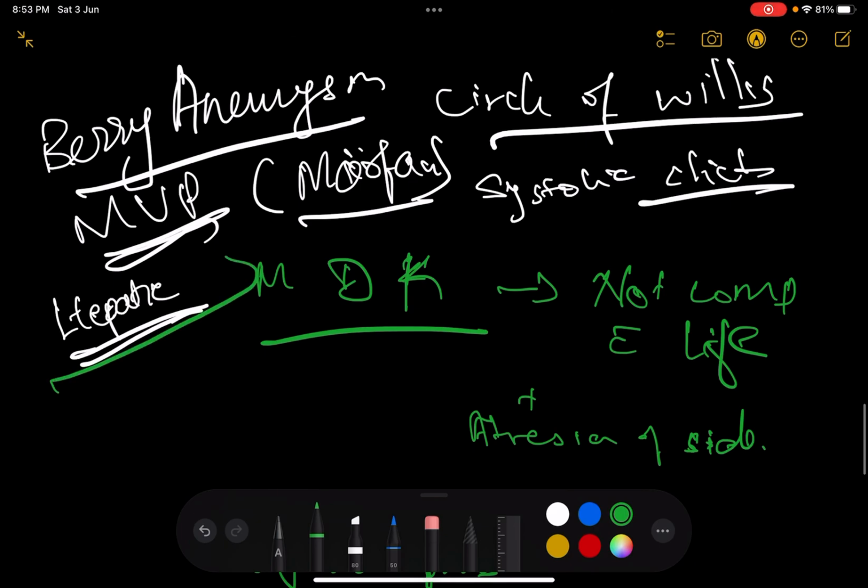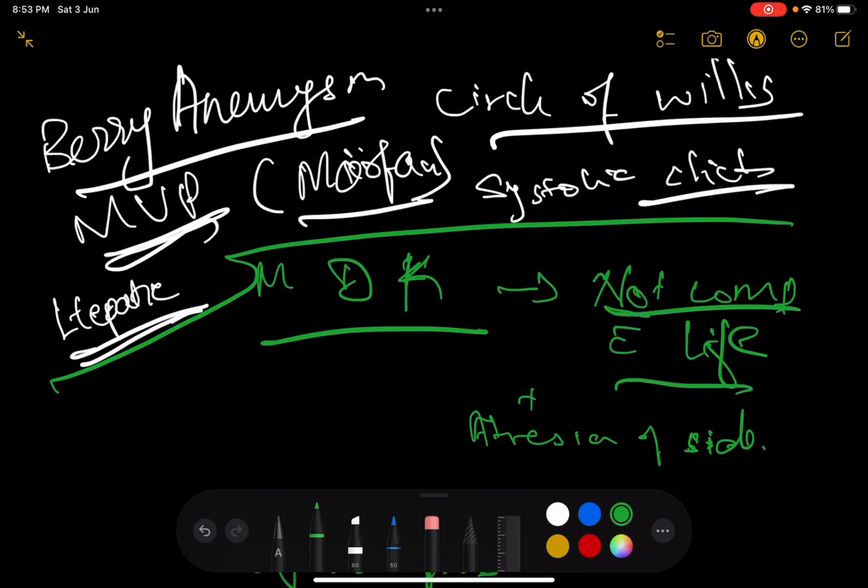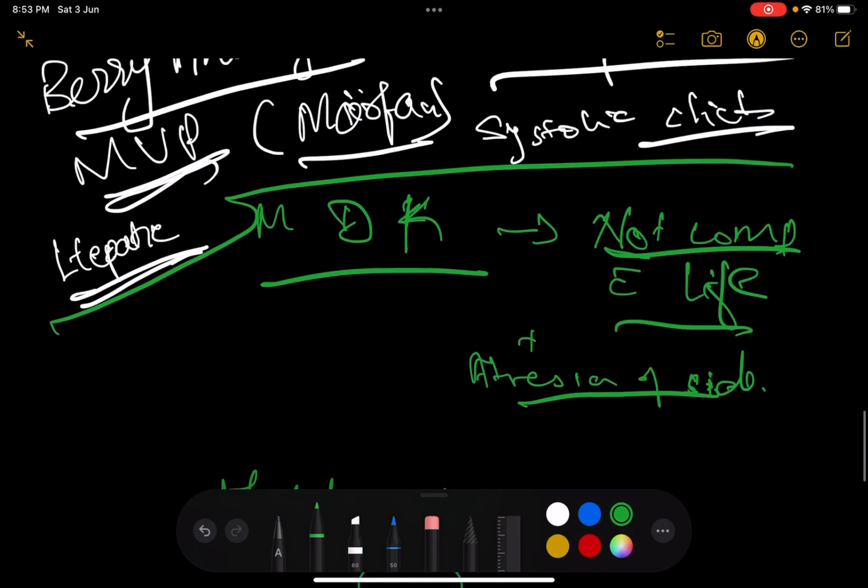The second disease that we should talk about is MCDK, which is multicystic dysplastic kidney. Multicystic dysplastic kidney is again not compatible with life. It shows atresia of one side ureter, and it also presents as an abdominal lump at birth.